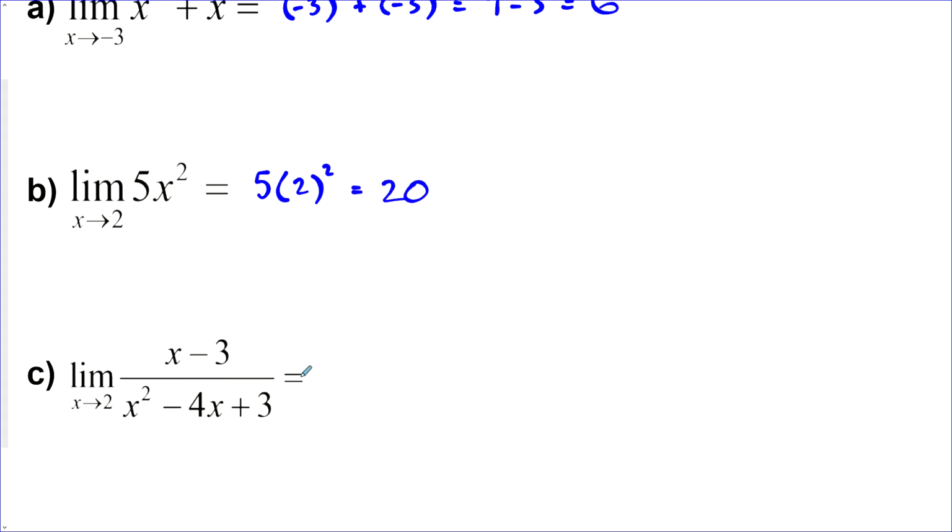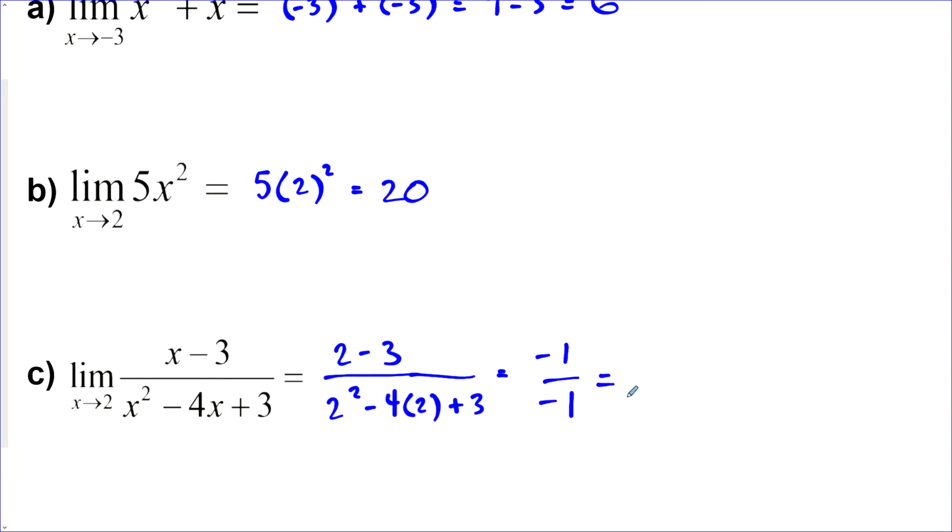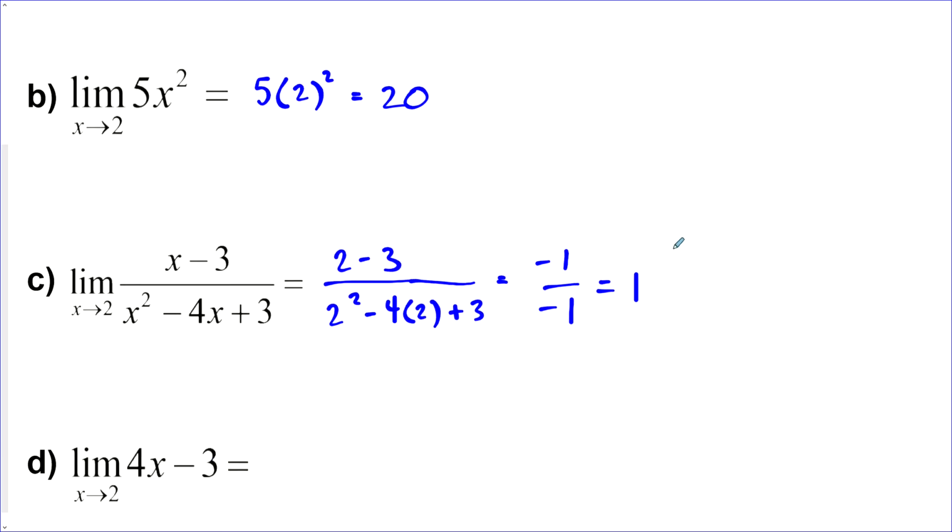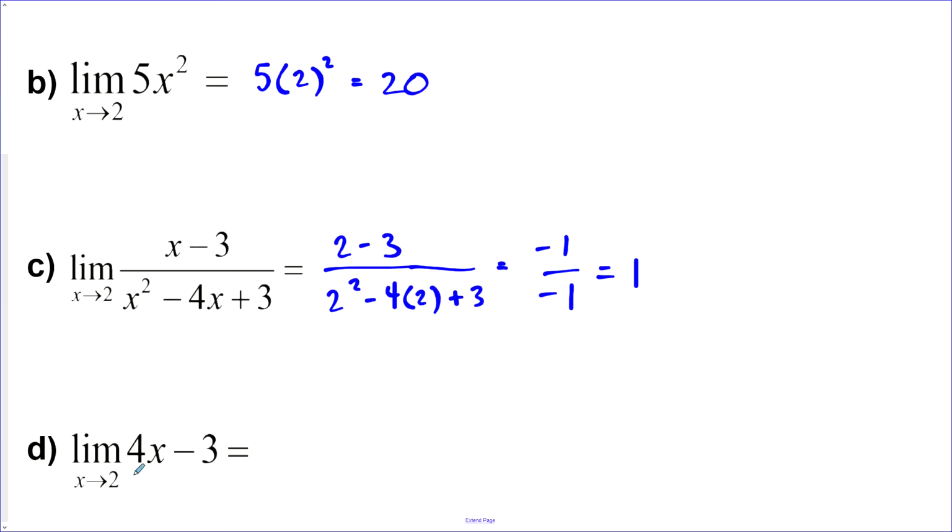Same with this one. Let's give this a try. Let x go to 2 and see what happens. And 2 minus 3 is -1. 4 minus 8 is -4, plus 3 is also -1. And so no problems, the limit of that equation is also 1. One more easy one. We'll let x go to 2. And 8 minus 3 is 5.